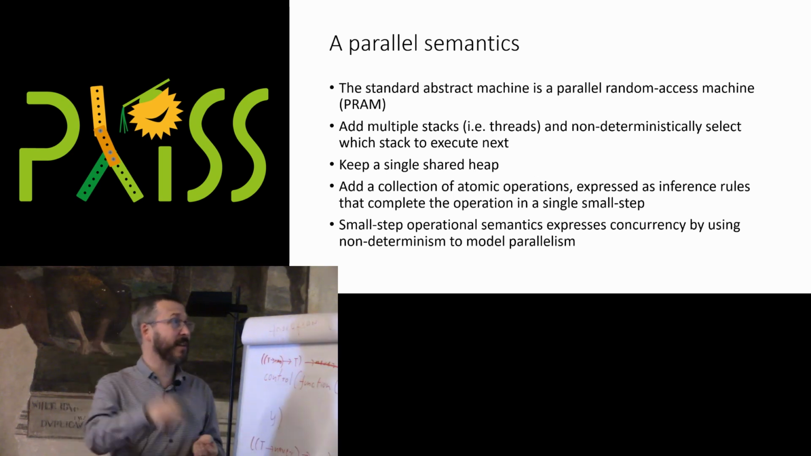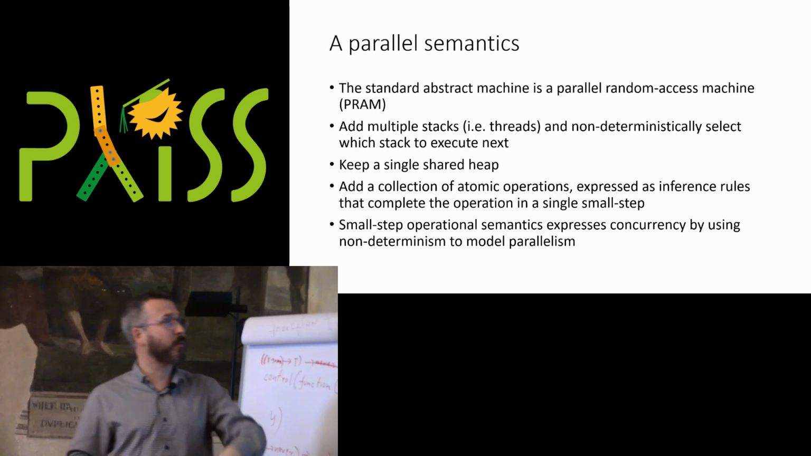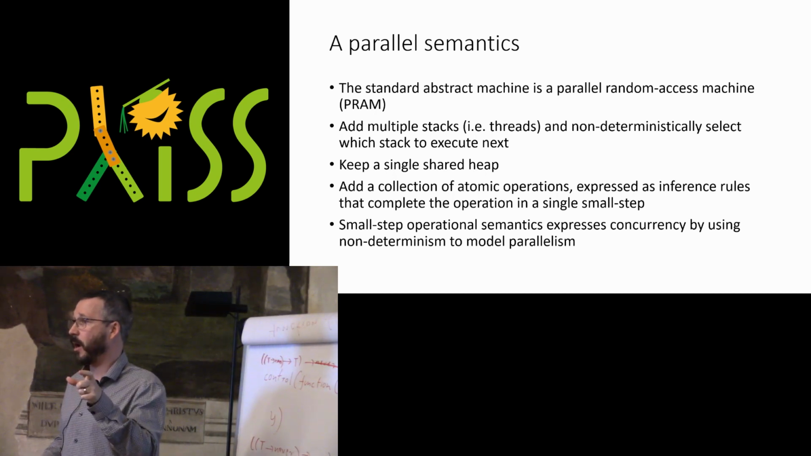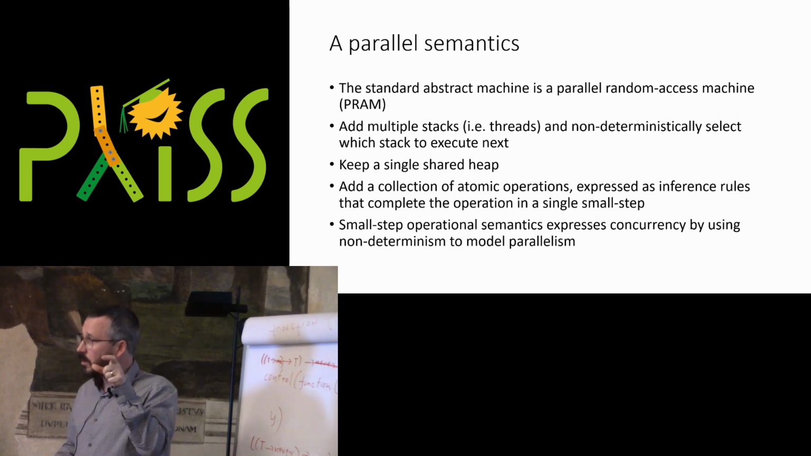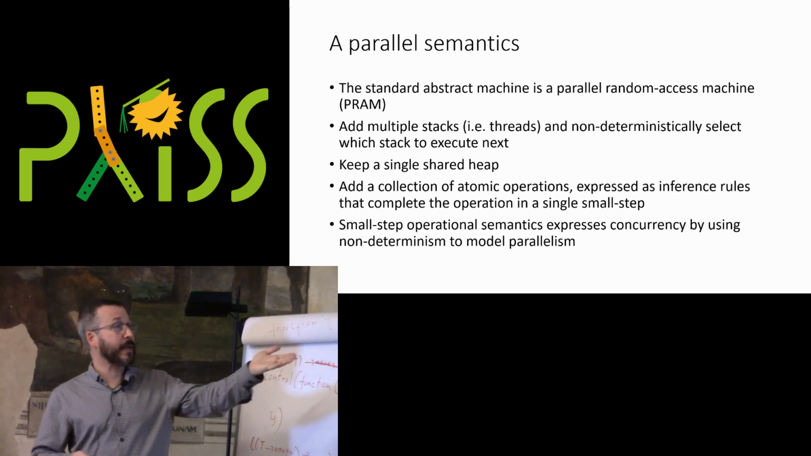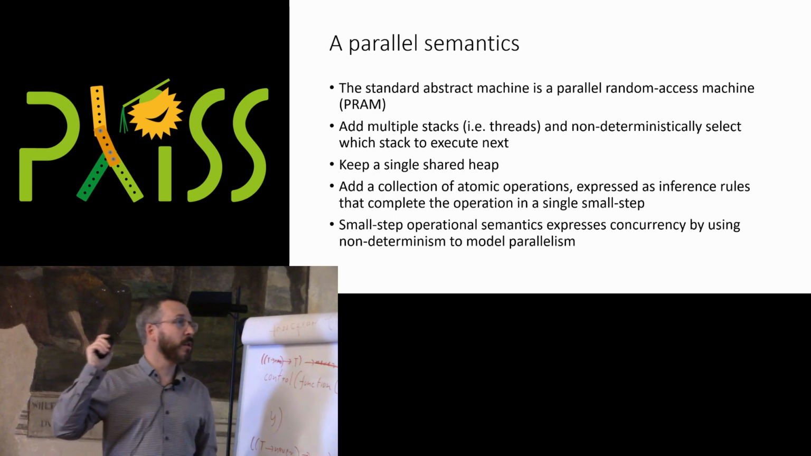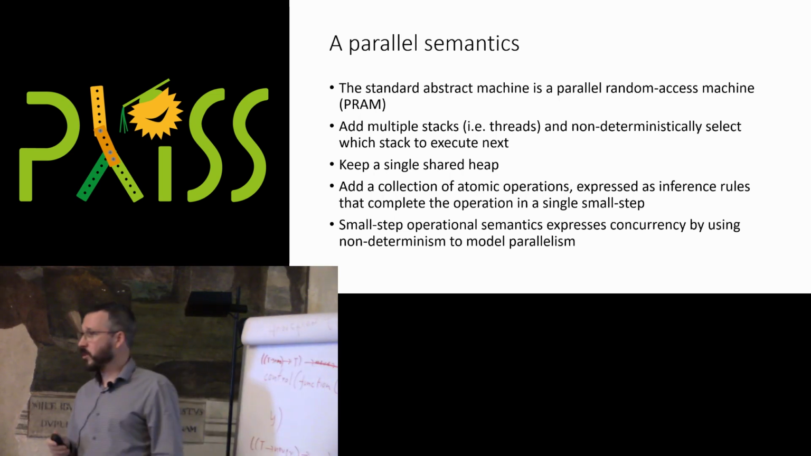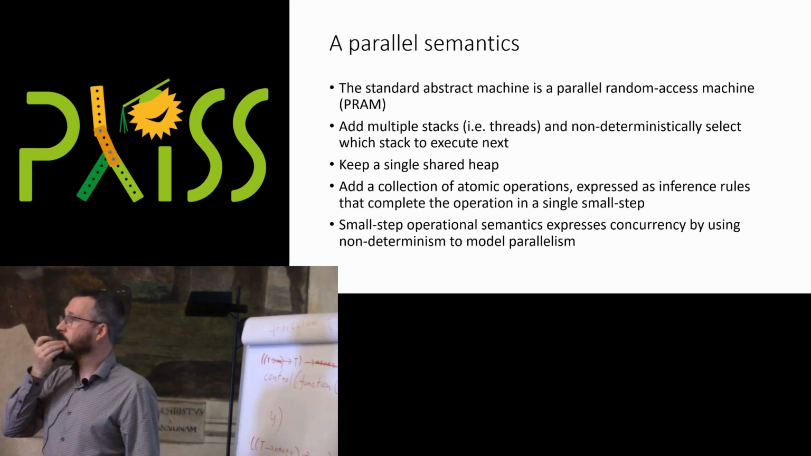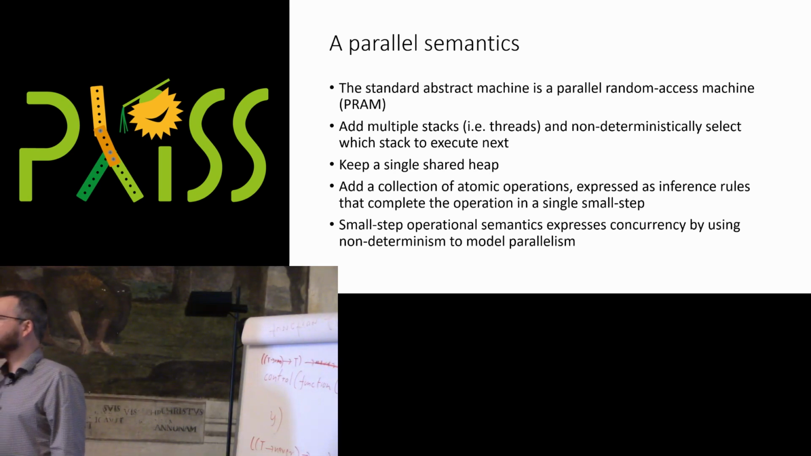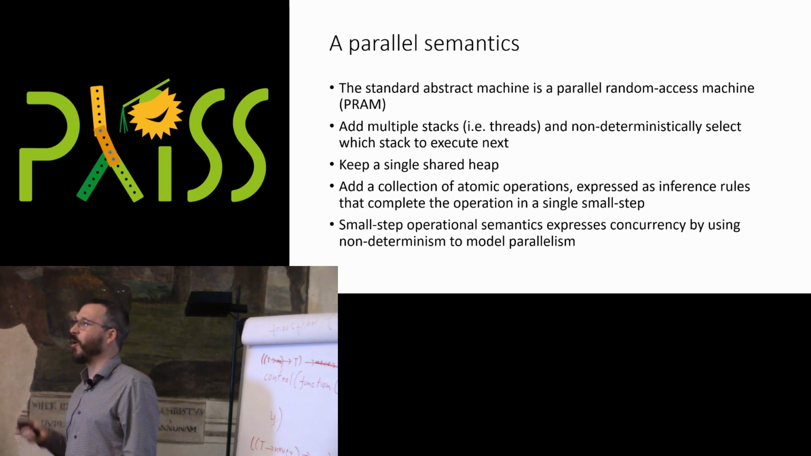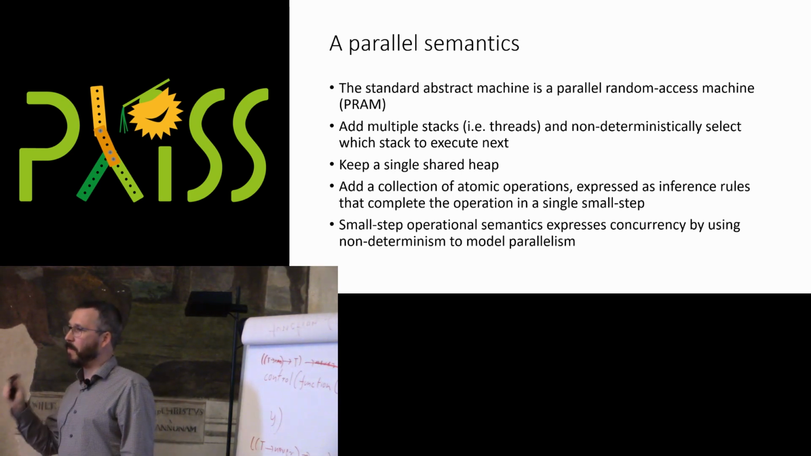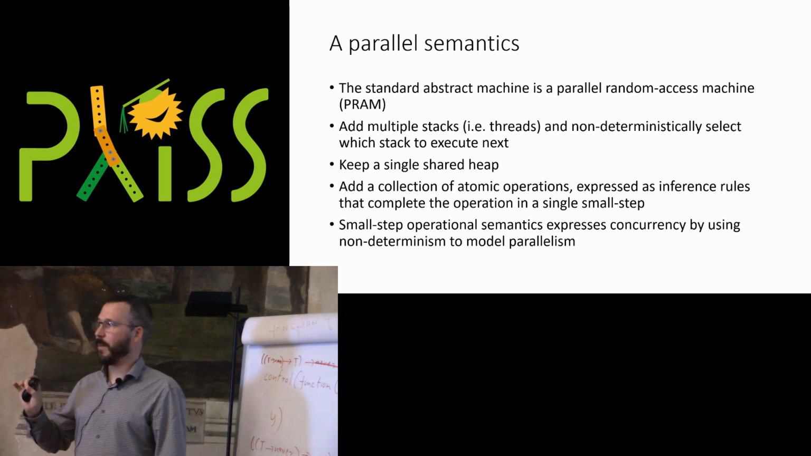You keep a single shared heap. You can start adding atomic operations with their own inference rules that can do things like fetch and add as a single atomic operation, i.e. a single inference rule. Hey, you've expressed your atomic operations. That's great. Super good. You can model concurrency with non-determinism, and that gets you parallelism. Super cool. Yeah? Of course, that only does sequential consistency. Yeah, exactly. It only does sequential consistency. That's absolutely right. And you have to talk about much more detailed stuff to get past that.